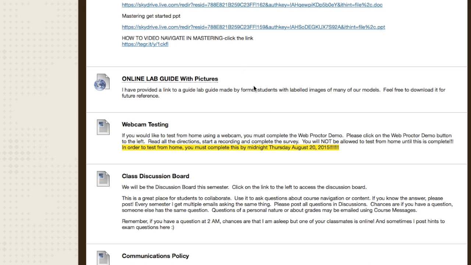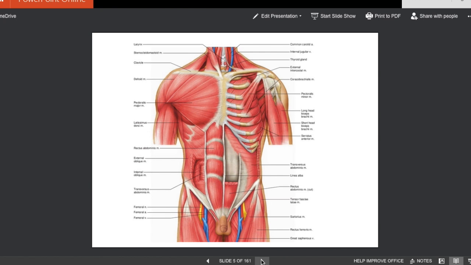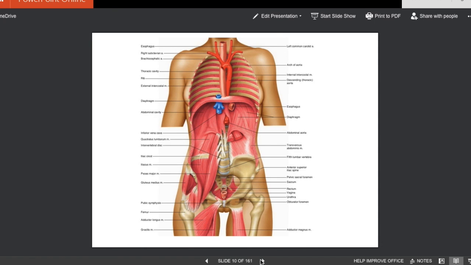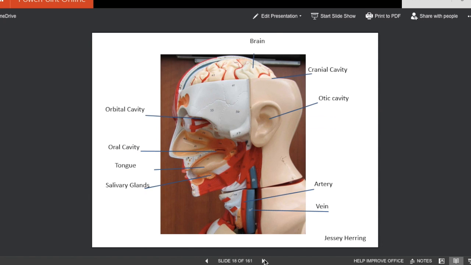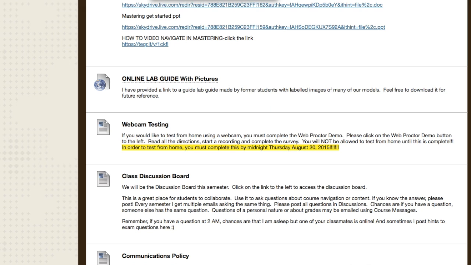There's also an online lab guide that's got pictures. If you click on this, it will take you to basically an online PowerPoint with pictures of all the models in the lab, kind of a study guide for the lab. So you've got access to that.